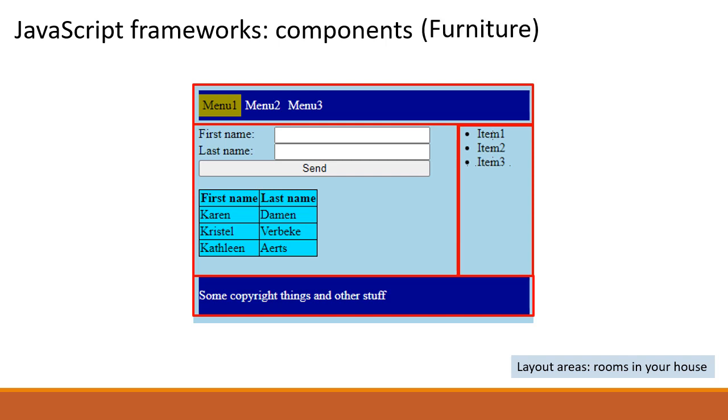Now, in your rooms, you probably have furniture. And furniture, that will be your components in your web page. You will have a menu, you might have a list, a form, a table. And just as you can move furniture from one room to the other in your house, you should also be capable of moving a component to another place, reusing it somewhere else, maybe also in another web page. And that means that this component should be very independent, because that's the only way that you can reuse it.